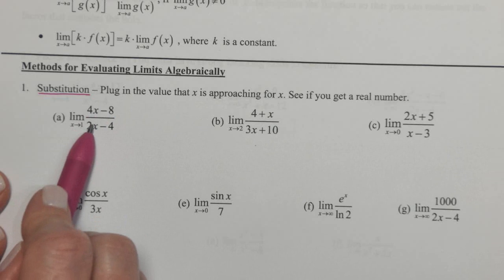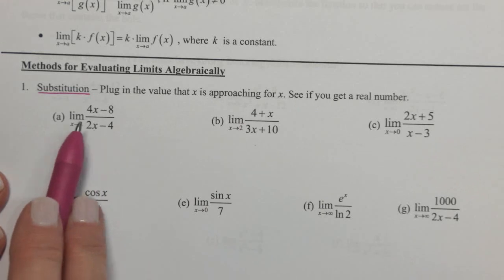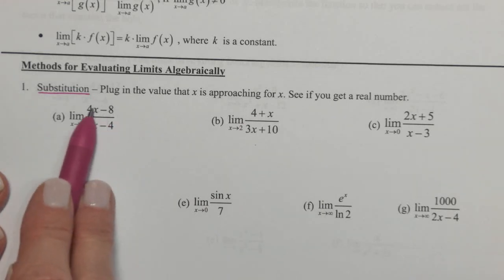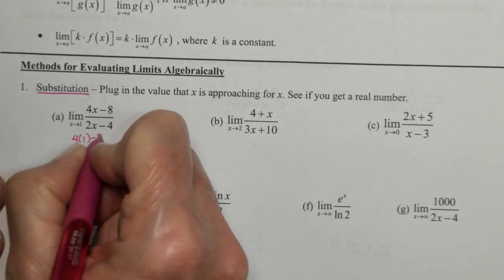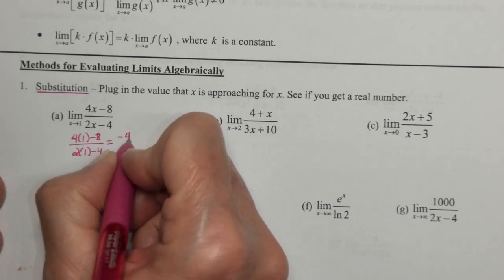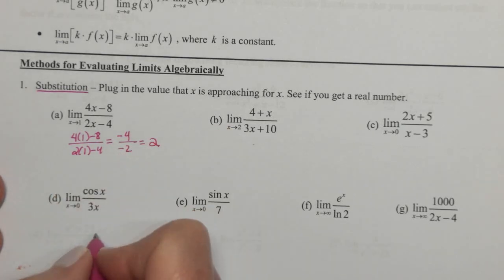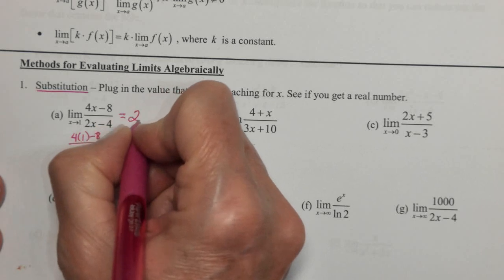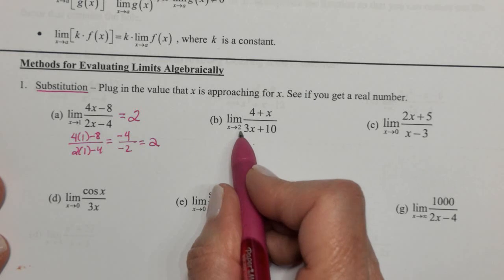Okay? See if you get a real number. What is a real number? It's not undefined. It's not infinity. Okay? So, plug in that value for x. See if you get a number. So here, if I plug in that number for x, I get 4 minus 8 divided by 2 minus 4. So I get 2. Is 2 a real number? It sure is. So my limit is 2. Easy peasy.